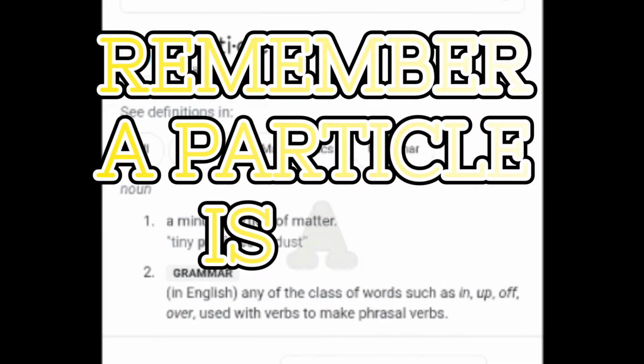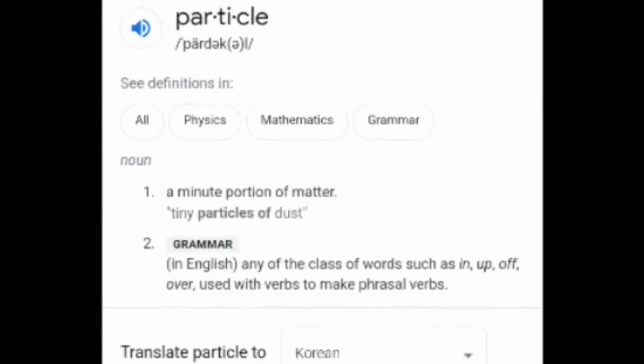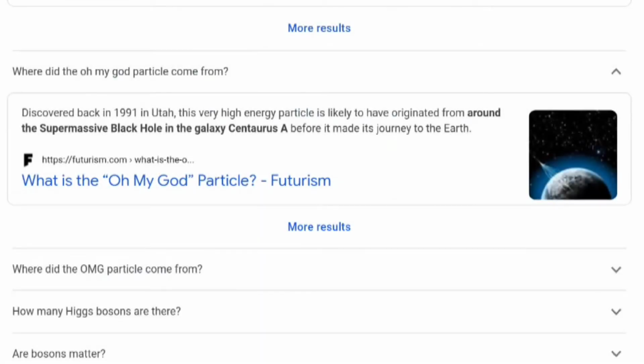In English, any class of words such as in, up, off, over, used with verbs to make phrasal verbs. Models like this are called Higgs portal models. What is the God particle? According to Wikipedia, the God particle.